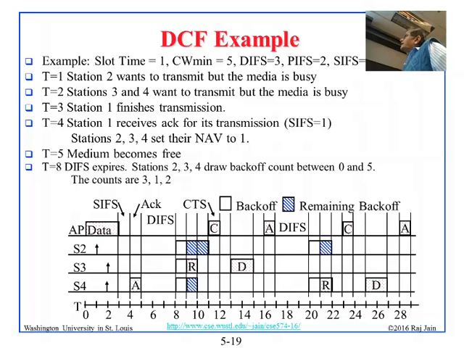Now, if I give you an exam, I might give you the numbers so that everybody draws the same diagram. Otherwise, everybody will draw a different random number and the diagrams will be different. So let's say the first station draws the number 3. It has to wait 1, 2, 3. The second one draws 1, so it waits for 1. These are S2, S3, S4. S2 draws 3, S3 draws 1, and S4 draws 2. So who will transmit in this case? S3. S3 waits for 1 unit of time and then it sends an RTS.